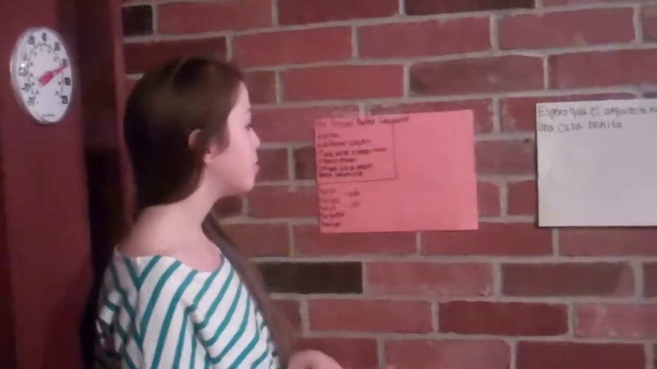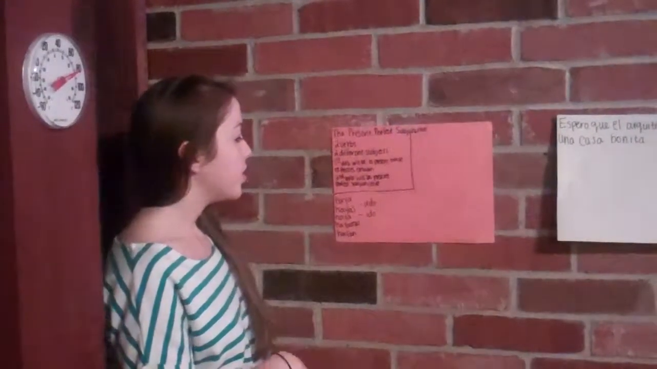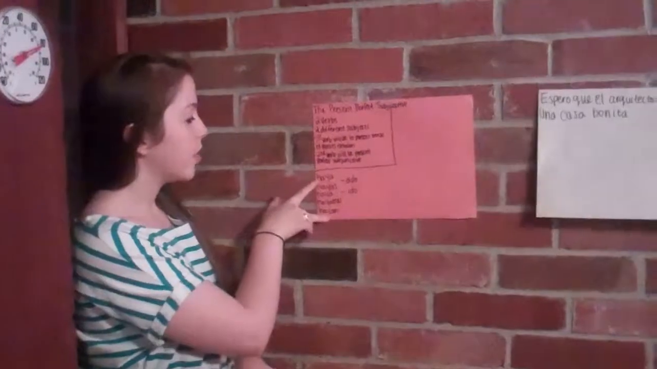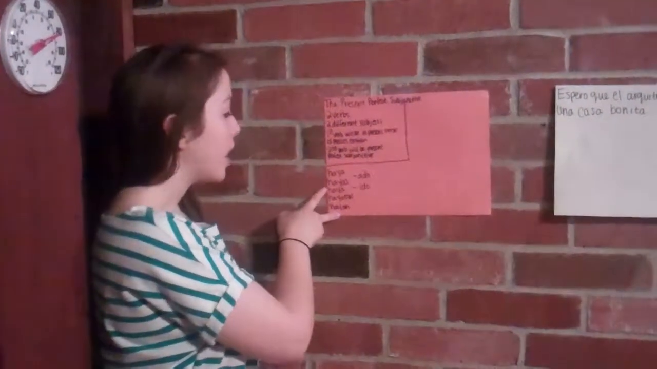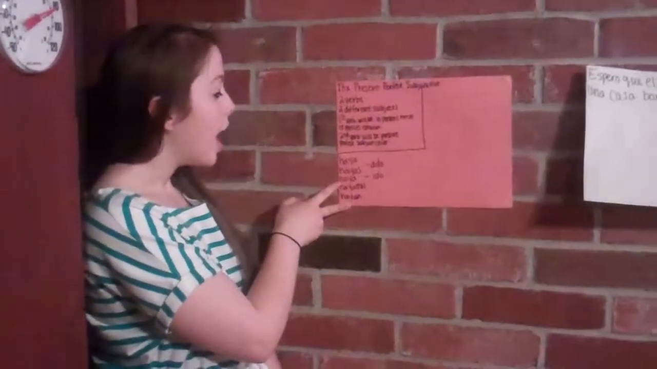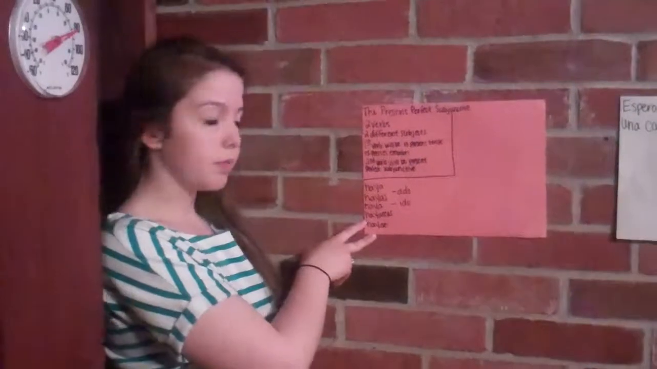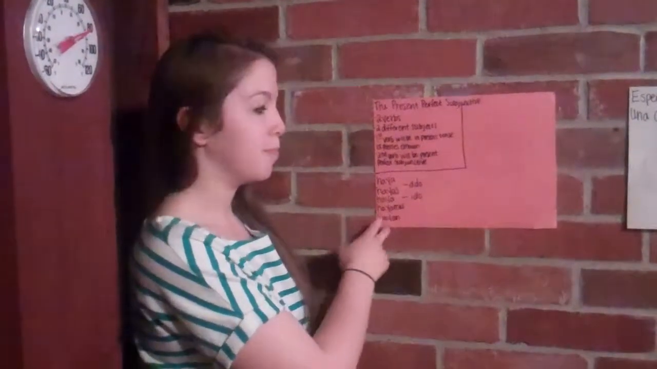And to form the present perfect subjunctive, we'll use these four things. So the first one will be haya for the yo form, hayas for the tú form, haya for the él/ella form, hayamos for the nosotros form, and hayan for the ellos form.